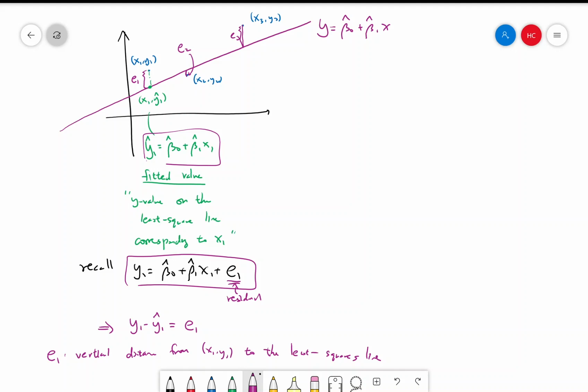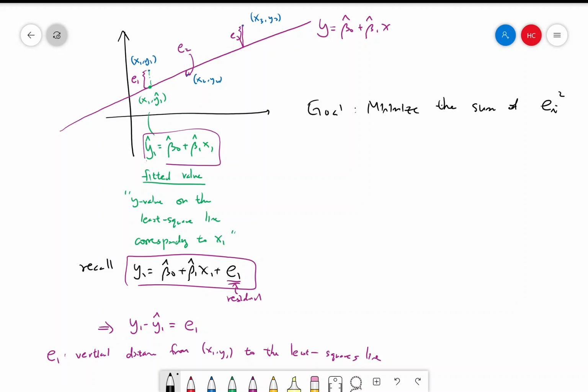So the goal is to minimize the sum of ei, but because ei could be positive and negative, a common practice is to make everything positive. So we take the squares of all the ei's and add them together. So the goal is to minimize the sum of ei squared.